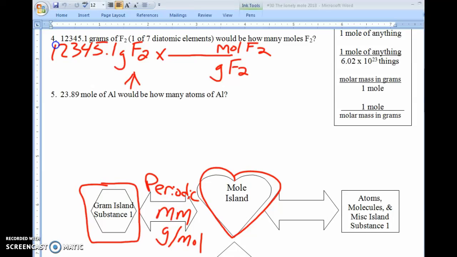So going across that bridge, we've got to get the mass of F2, and if we do that, we find out that the mass of F2 is 38.00 grams in 1 mole of F2. Grams of F2 and grams of F2 cancel each other out, and you're left with your answer in moles of F2. The answer for this problem would be 324.9 grams of F2.